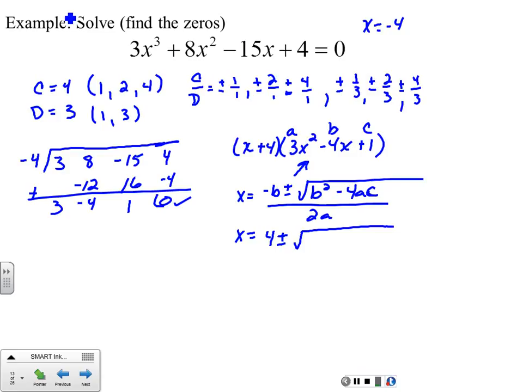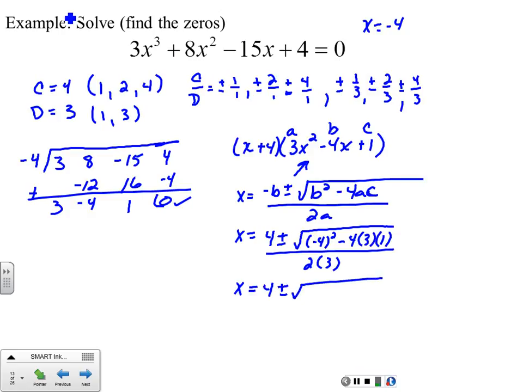b squared is going to be -4 squared, and when you put that in your calculator, make sure you use parentheses, otherwise it'll give you the wrong answer. Minus 4 times a, again, is 3, and c is 1. All over 2 times a. So let's do some math.